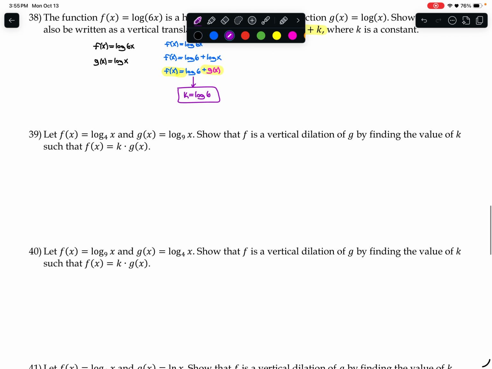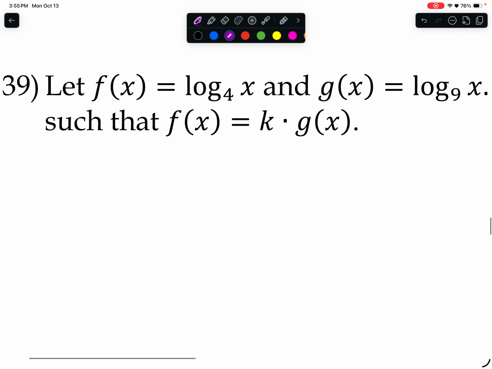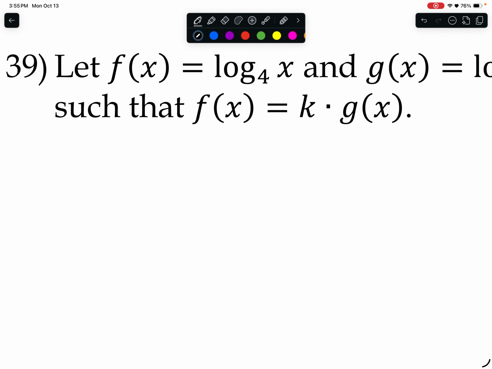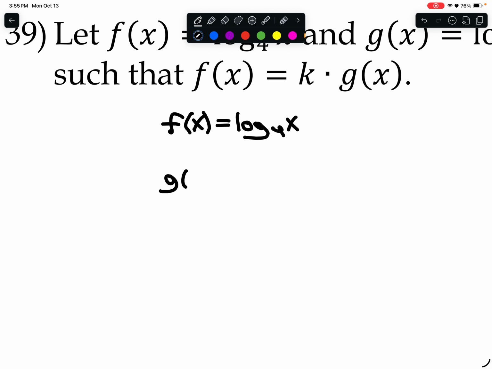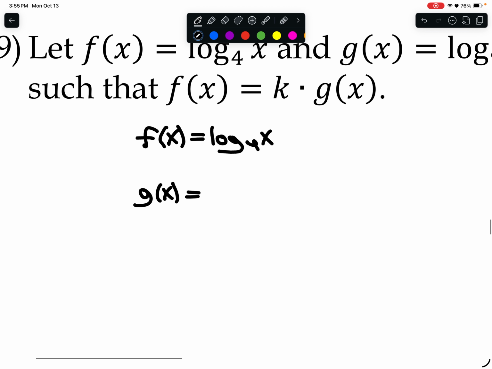So with 39, we're going to let f of x equals log base 4 of x and g of x equals log base 9 of x. We want to show that f is a vertical dilation of g by finding the value of k such that f of x equals k times g of x. So once again, I have a mental double take that I always do when I do these. So I'm going to start off with just f of x and g of x. So f of x is log base 4 of x, and then g of x is log base 9 of x.